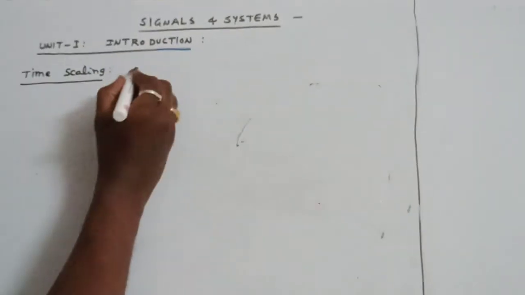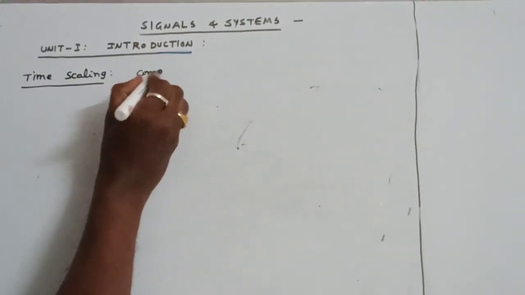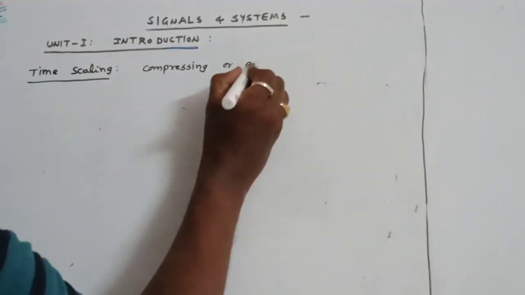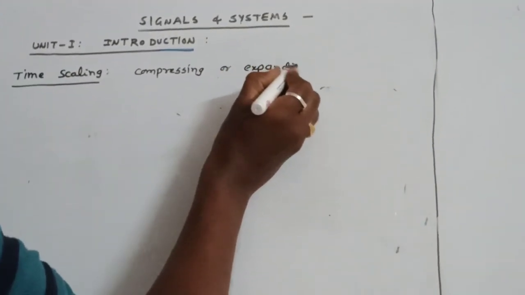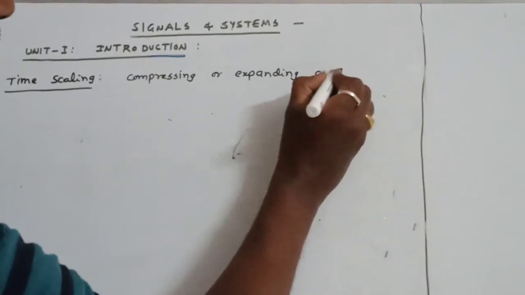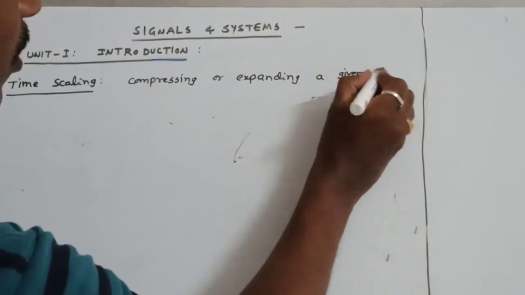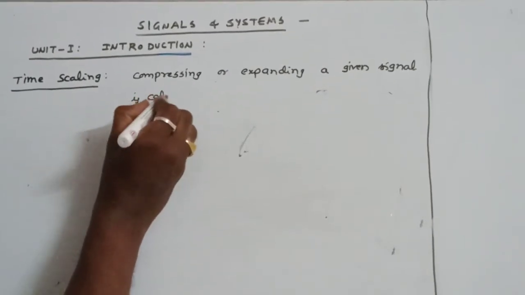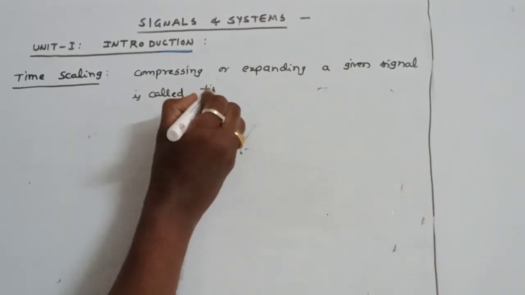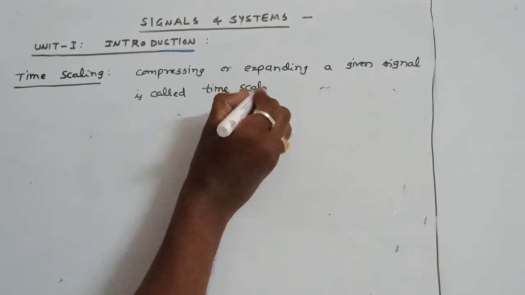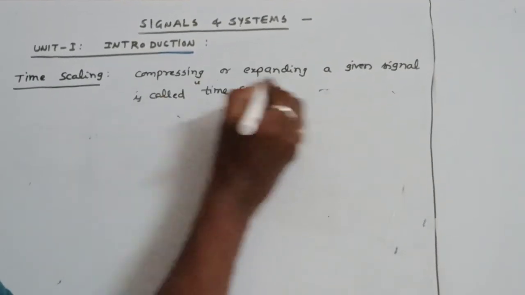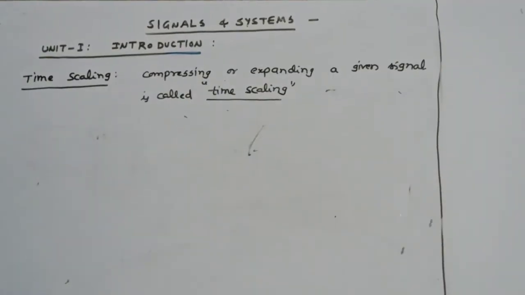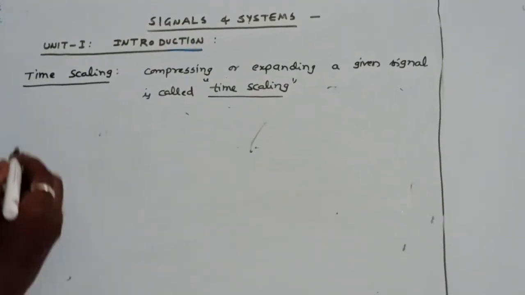So what is time scaling? Compressing or expanding a given signal is called time scaling. So simple definition: compressing the given signal or expanding the given signal is called time scaling.